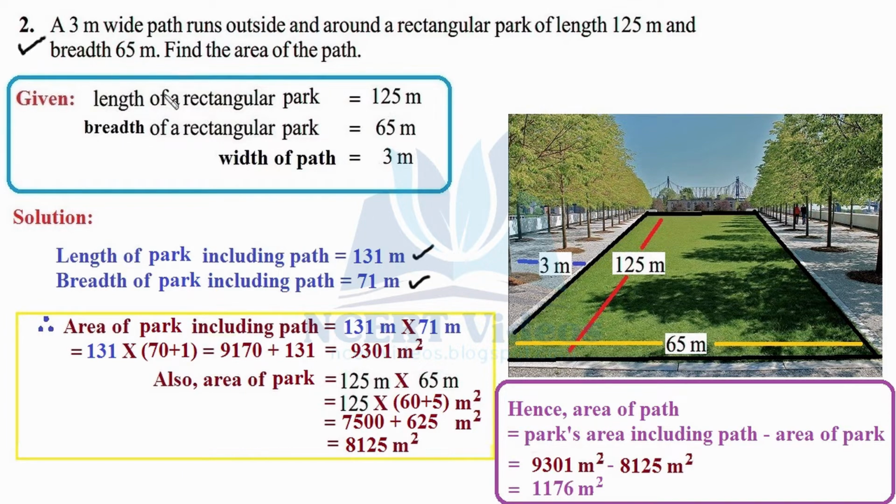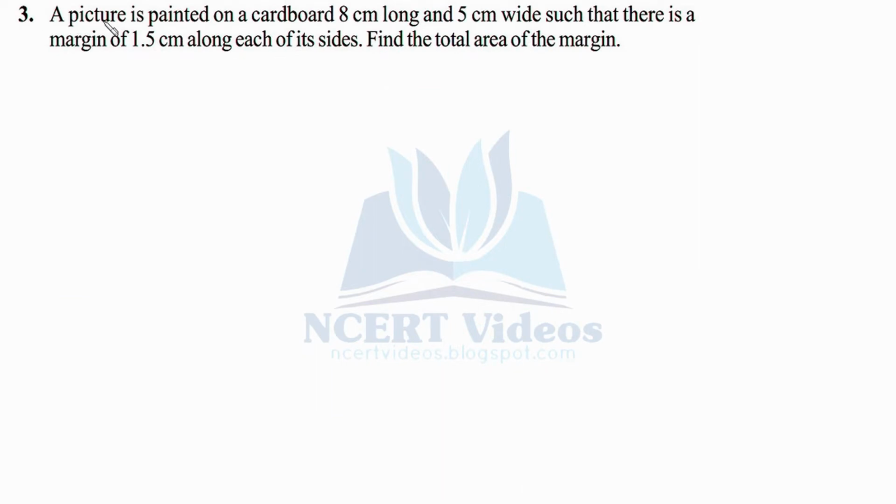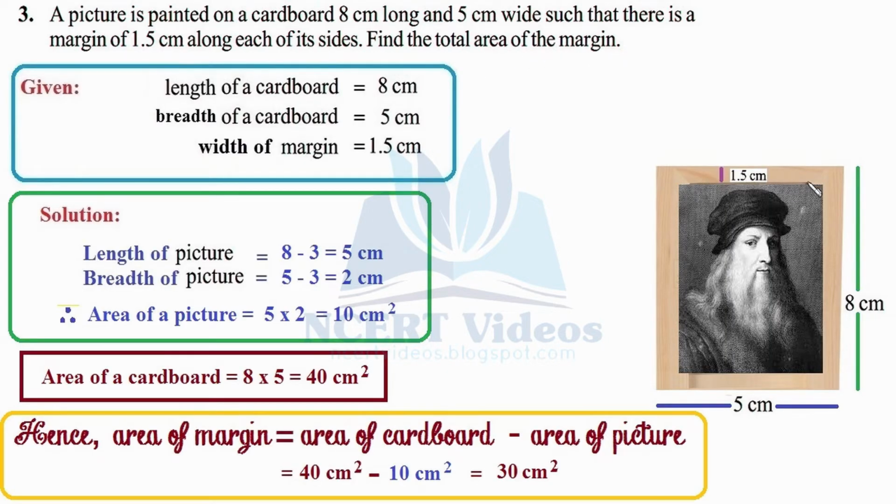That's second. Third, a picture is painted on a cardboard 8 cm long and 5 cm wide such that there is a margin of 1.5 cm along each of its sides. Find the total area of the margin. As you have seen in many pictures, that actual picture is within the frame. That is, there is some space left from all the 4 sides, so that picture is placed well inside the frame. So this is nothing but a margin. That is the space left.